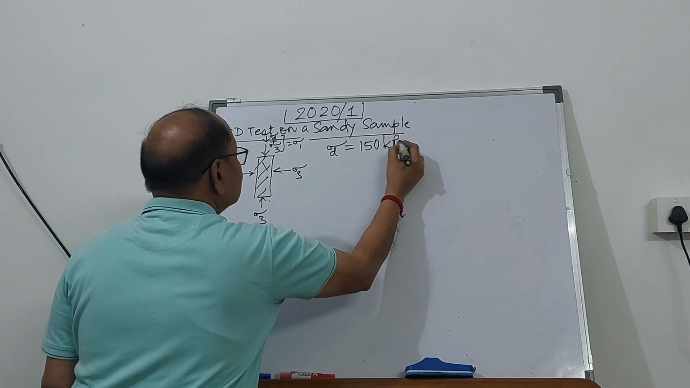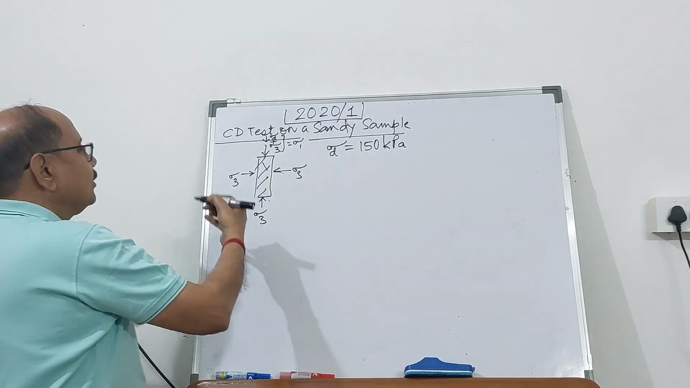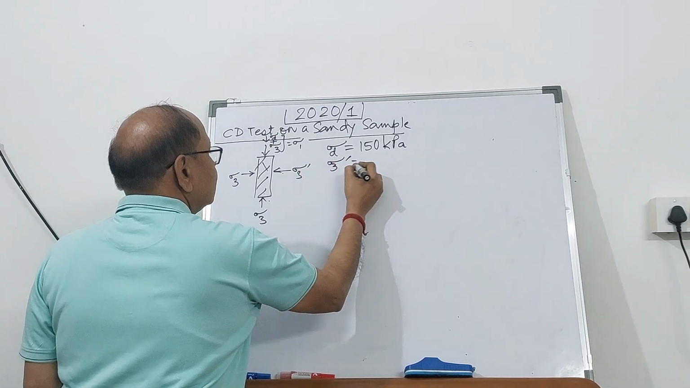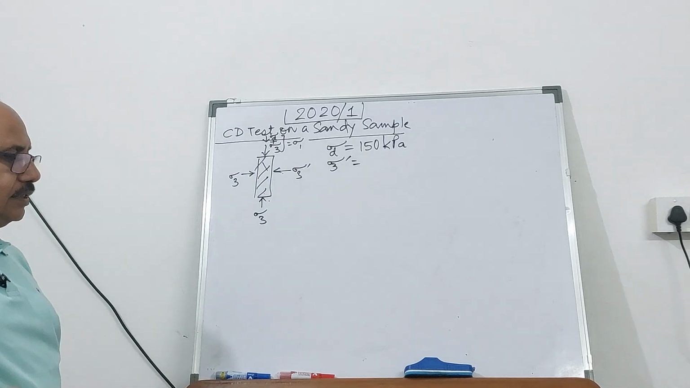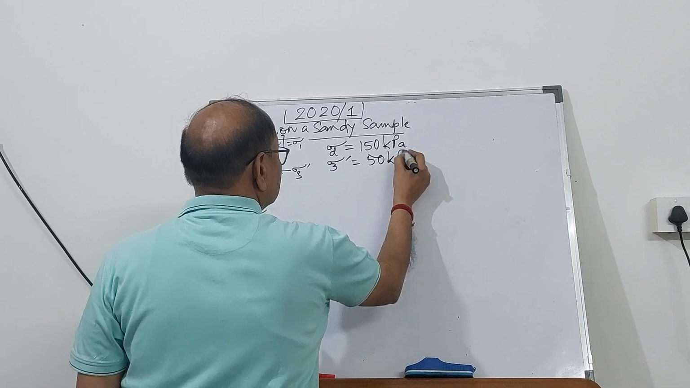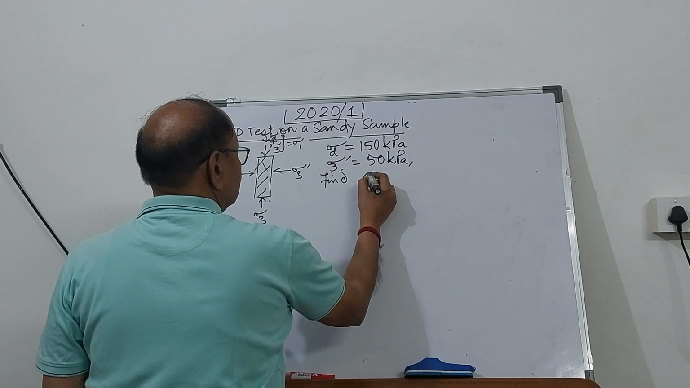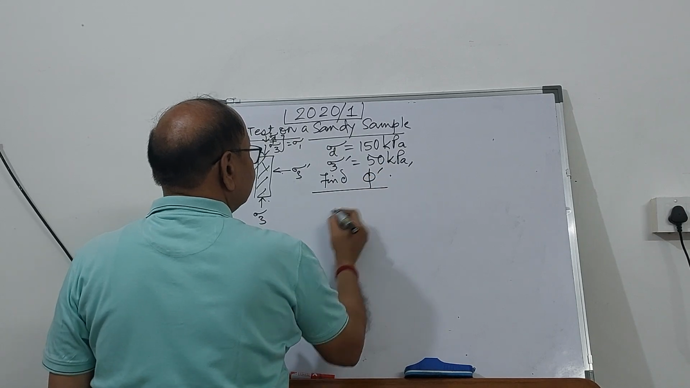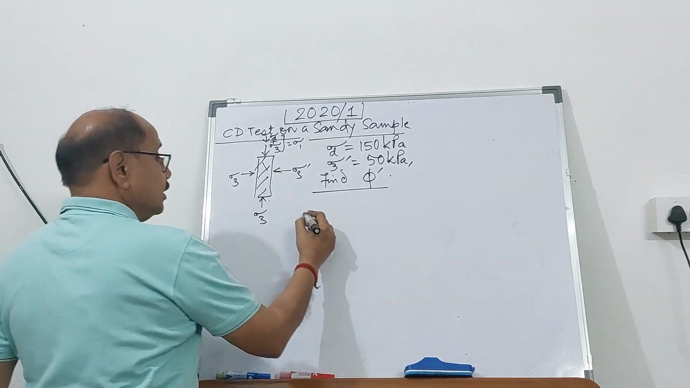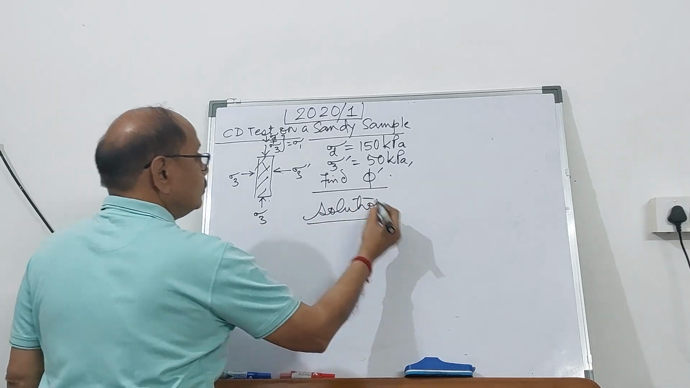150 kPa. And the cell pressure, sigma 3 prime, is given to you as 50 kilopascal. You have to find the angle of internal friction for the sandy sample. So how will you attempt this? The solution of this problem is very simple.